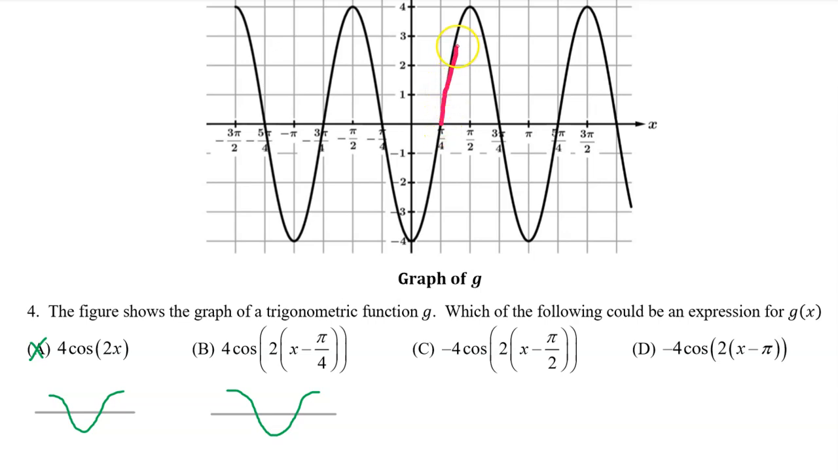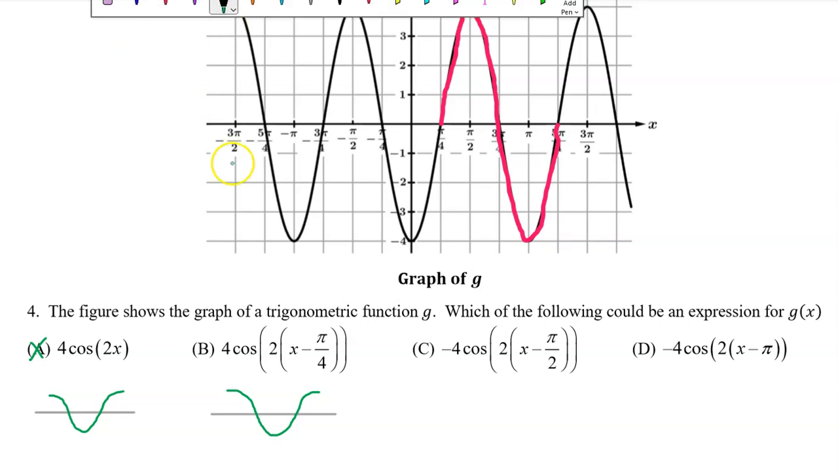If we trace out one period starting at pi over 4, it looks like this. However, this is a right side up sine function curve, not a cosine curve. So B cannot be the answer.